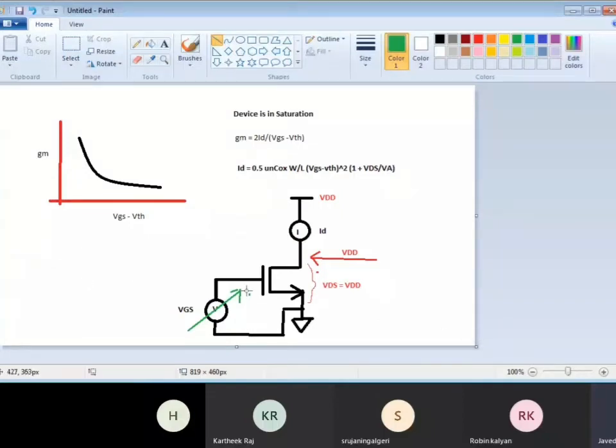So we'll see what happens when VGS. Sir, we start from 0. Yes, you start from 0. VGS is 0. Okay, sir. We will start from VGS is 0 itself. So what will happen when VGS is 0? Nothing is there. Till you reach VT, the channel will not be formed.